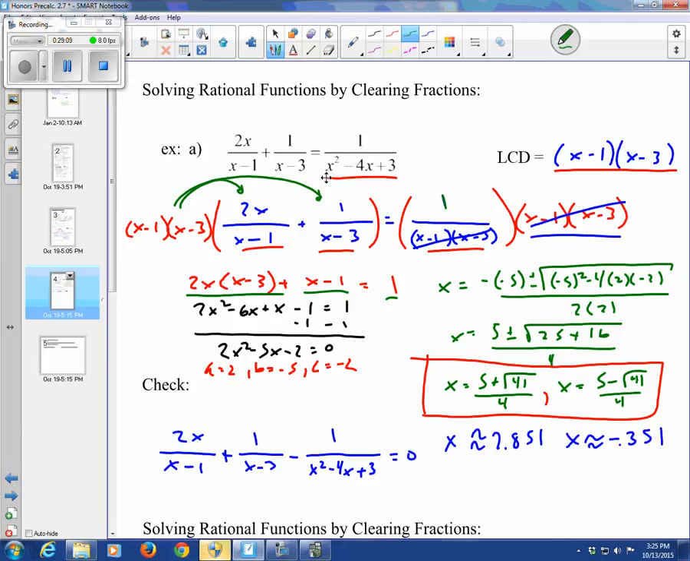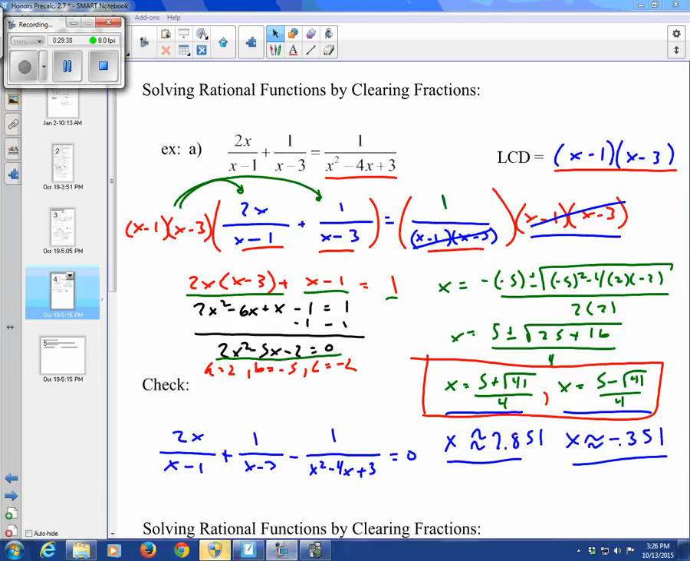So at this point, we can simplify this. We're going to get down to this quadratic right here. We can't factor this, so what we're going to do is use the quadratic formula, and when we use the quadratic formula, we come to the two solutions we're seeing right there, these two irrational solutions, which give us these approximate x values as solutions to our rational equation.